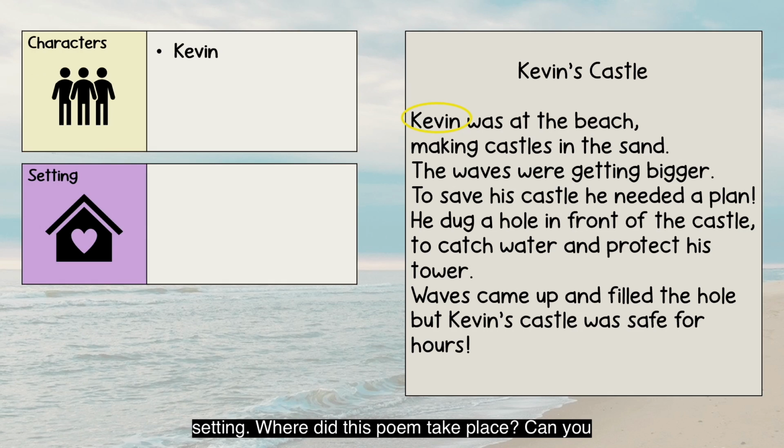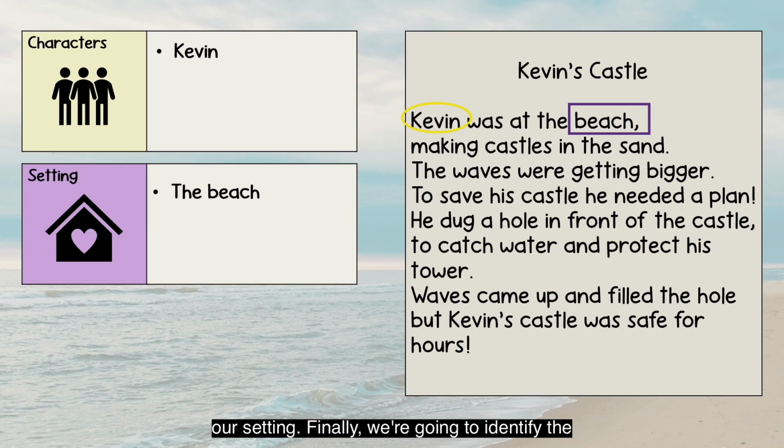Next, let's find the setting. Where did this poem take place? Can you act it out with your body? I see so many of you pretending like you are on the beach. The beach is our setting. Finally, we're going to identify the important events in this poem.